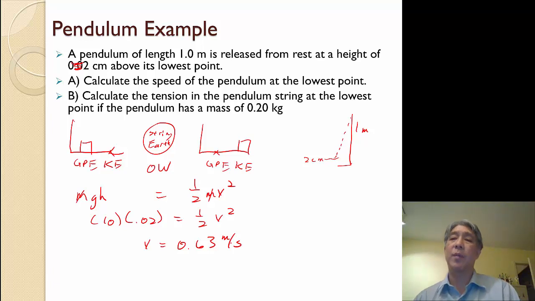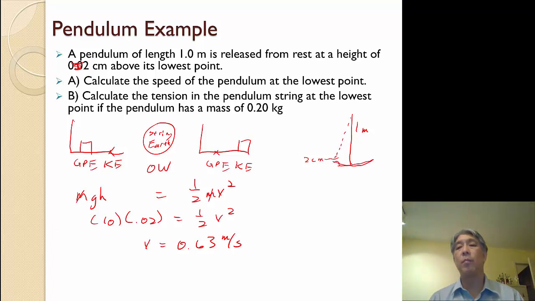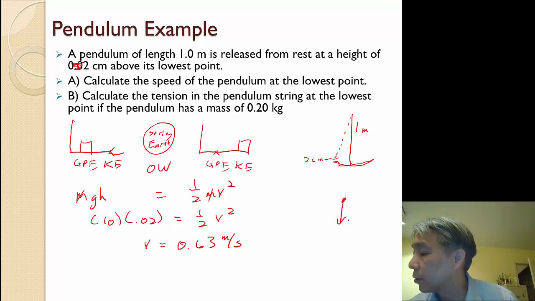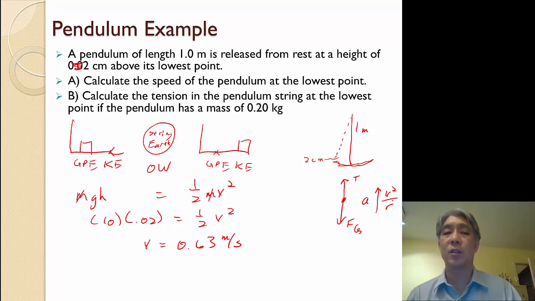Part B brings us back to our circular unit because it's asking, now that I know the speed at the bottom, pendulums make a circular arc. So at the bottom, I'm going to have the force of gravity, the tension force up, and I will be accelerating towards the center of my circle at a rate of v squared over r. The rest of it I'm going to let you do at home, and we'll talk about it in class. Hopefully we haven't forgotten circles. We just covered them after all, but hopefully we can solve that at home, and we'll finish it in class.